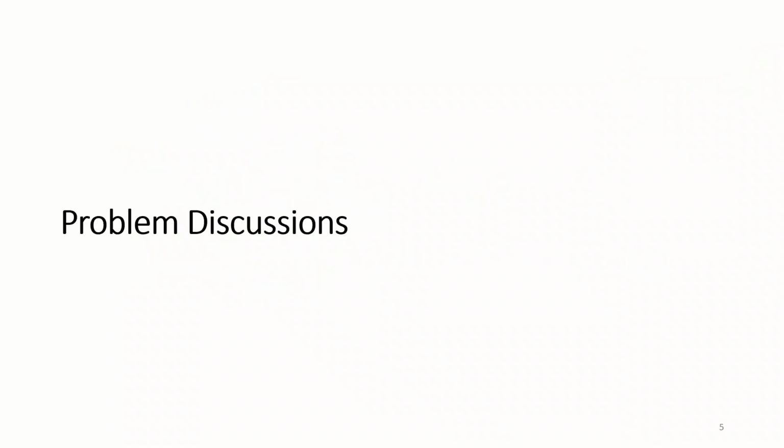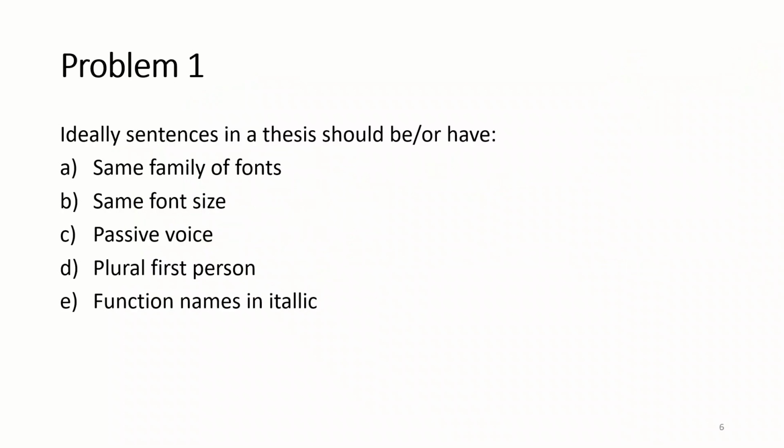Okay, so that was for this week's theoretical discussions, because we just go to the problems and then we will see. So this is the first problem, from the stylistic part of text. Ideally, sentences in a thesis should be or should have... These are multiple correct. So you can all write in the options and then we can discuss.